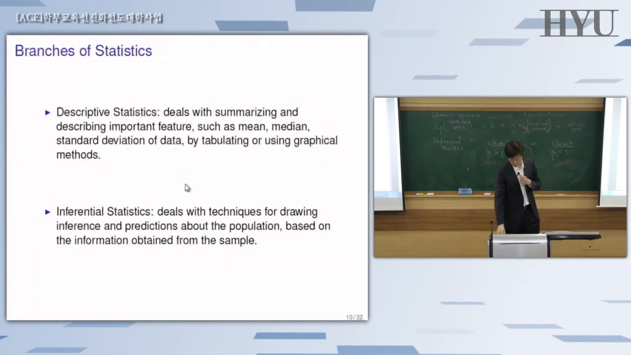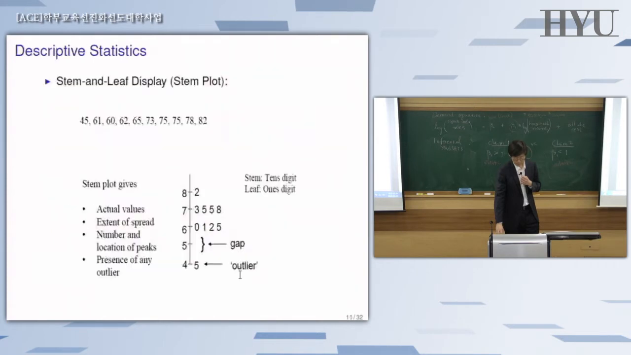So the official definition of this second kind of statistics deals with techniques for drawing inference. Inference is basically testing between hypothesis 1, claim 1, or hypothesis 2, claim 2, or predictions about the population, of course based on the information, the data that we obtain from those samples. So that's inferential statistics.